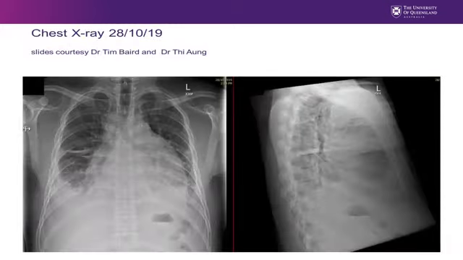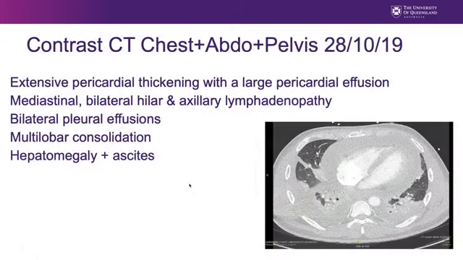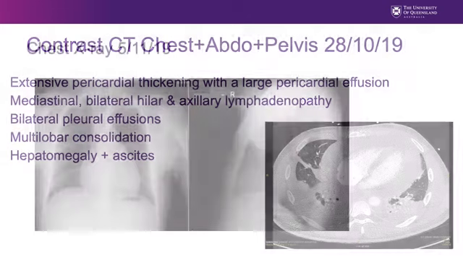And his X-ray here, he's got some bilateral pleural effusion. You can see it's very large, either cardiomegaly or what turns out to be a large pericardial effusion. He had a CT chest, which again shows significant effusions and a significant pericardial effusion. He had hepatomegaly and ascites. This CT scan was done on the 28th of October, and he went on and had a pericardial drain.